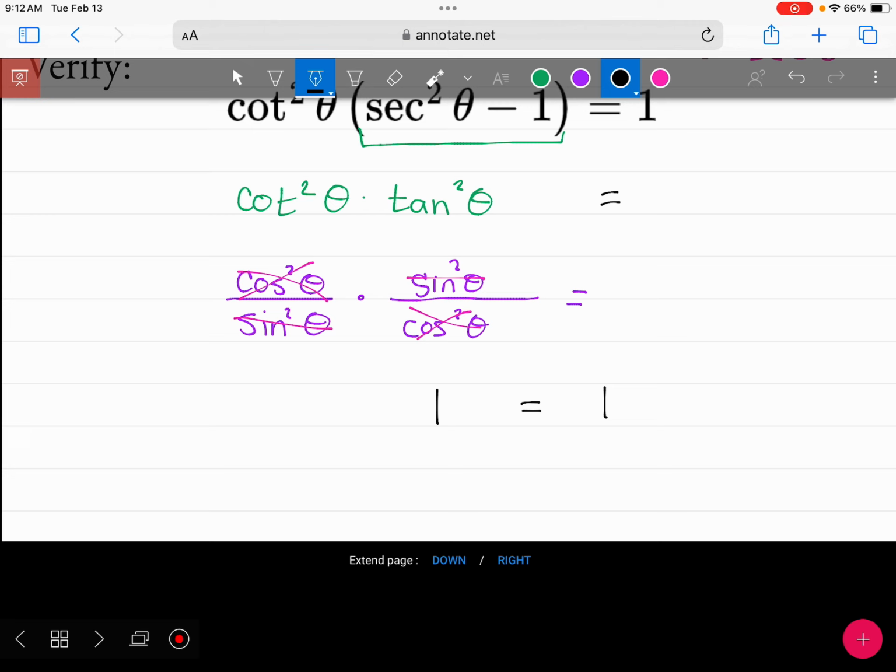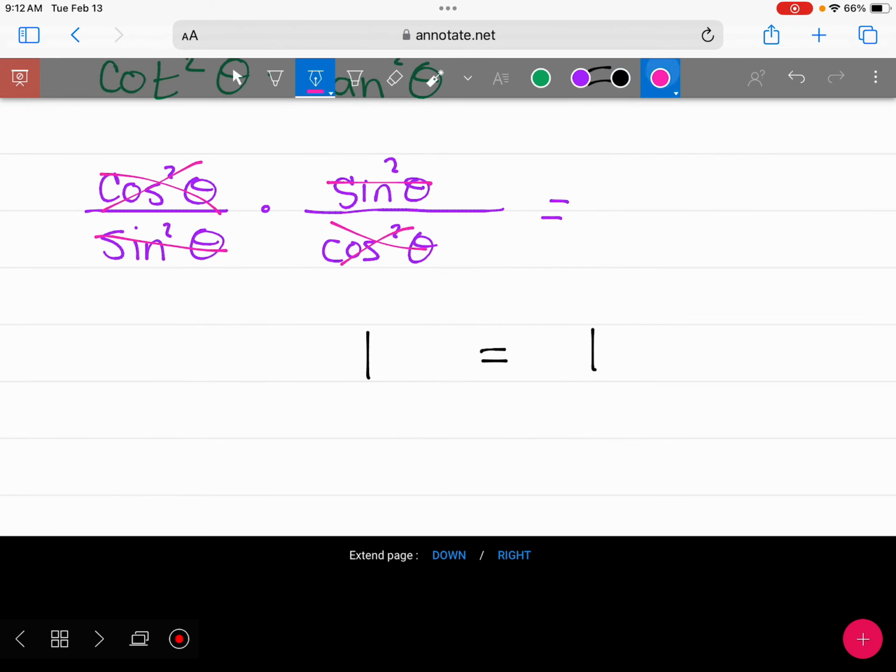That was a clicking with the color-coded pens. That sounds like that when I do homework at home too. That's okay. Okay, so then we wound up with 1 equals 1, and we have, in fact, verified this. My left-hand side equals my right-hand side.